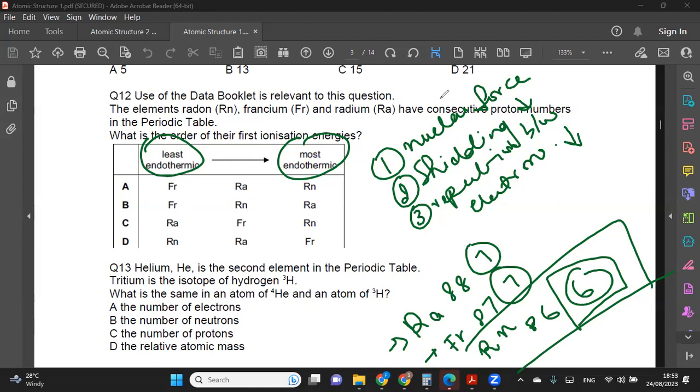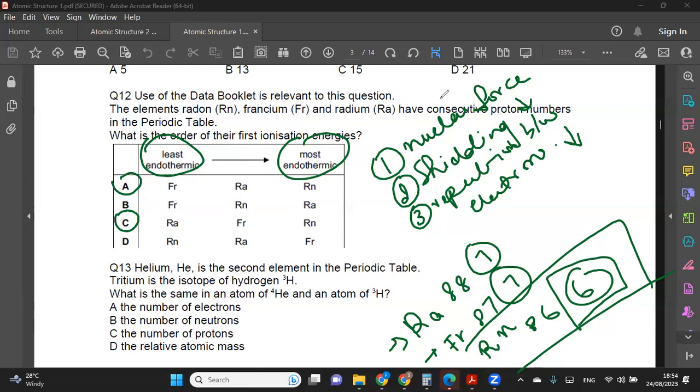Correct. And I told you more endothermic means higher ionization energy, right? More endothermic means that I have to use more energy. So the higher the ionization energy, the more endothermic it is. That makes sense? Yes. So that means radon is the one that is most endothermic. So either our answer is option A or option C. Got it so far?